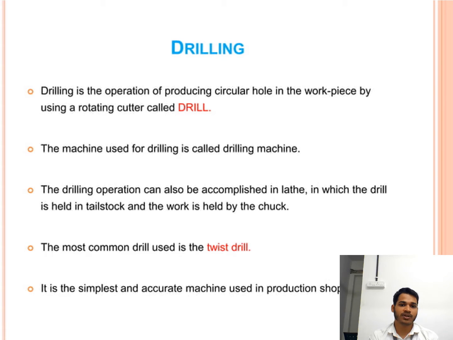The machine used for drilling is called a drilling machine. The drilling operation can also be accomplished in a lathe, in which the drill is held in the tailstock and the work is held by the chuck, which is mounted on the headstock. The most common drill used is the twist drill, and we will know about it. It is the simplest and most accurate machine used in the production shop.